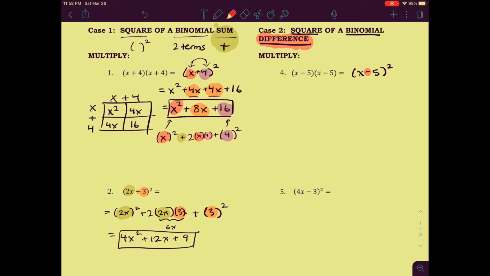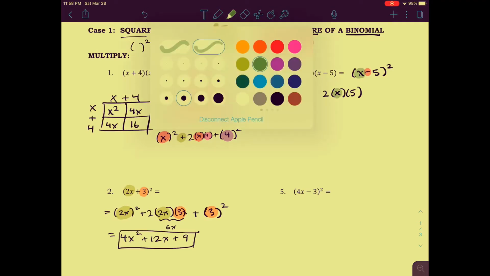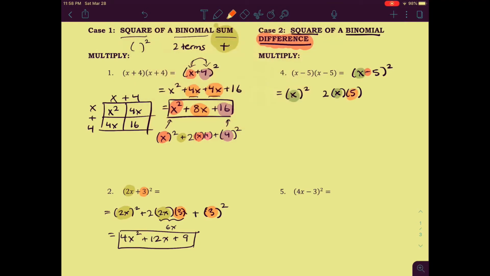There's a minus here. And so when you do something like this, it's going to be very similar to what we did in case 1, where your first term will be the first term in your binomial squared. So let me change this. This x squared comes from here. And just like before, I'm going to have a 2 here. And I'm going to take the first term of my binomial times the second term of my binomial, so this x comes from there, and this 5 comes from my second term. And then lastly, I'm going to add the second term squared.